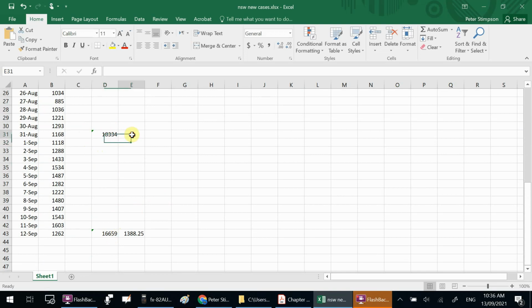So let's do the mean for this one. Equals that number. This time it's divided by 31, because there's 31 days. Okay, so the mean for August was 591.4194 new cases per day. September so far, it's 1,388. So even though that total's more, the mean is less because there's more days. Okay, let's go back.